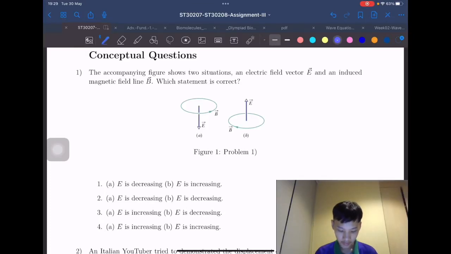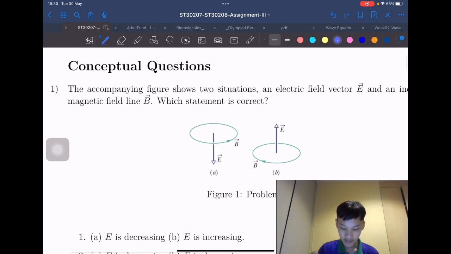Okay, so for conceptual question number one, the accompanying figure shows two situations, an electric field vector and induced magnetic field line B. Which statement is correct? To answer this question, let's consider the induced magnetic field line in figure A, which was in the counterclockwise direction. According to the right thumb rule, the delta E, the electric field vector change, should be in the upward direction.